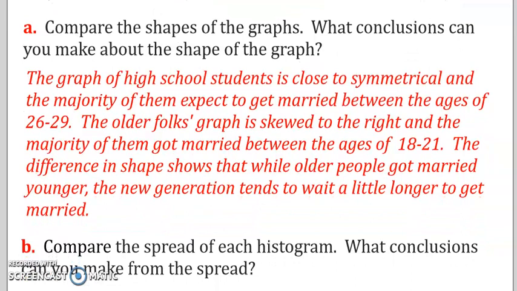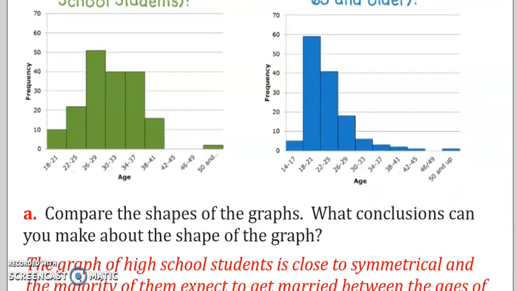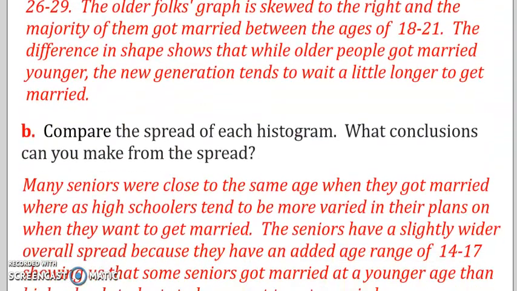Part B, compare the spread of each histogram. What conclusions can you make from the spread? Remember, the spread is how far apart is the lowest to the highest values. Think of this like the range. Was it pretty condensed or are they pretty spread out? Pretty condensed or pretty spread out?